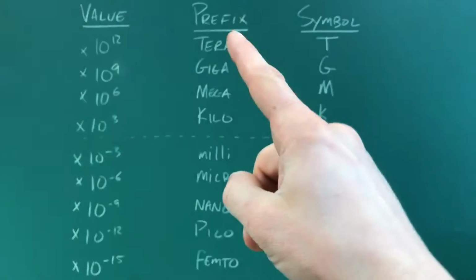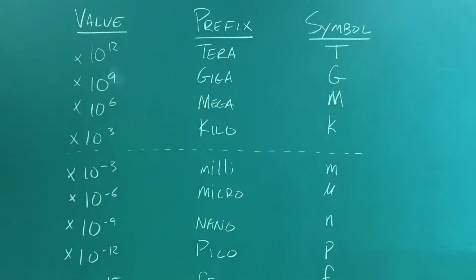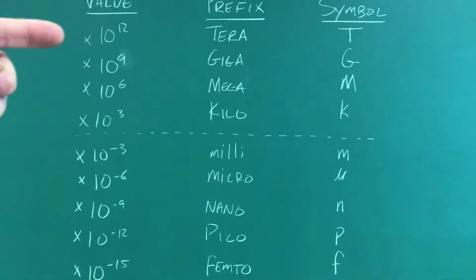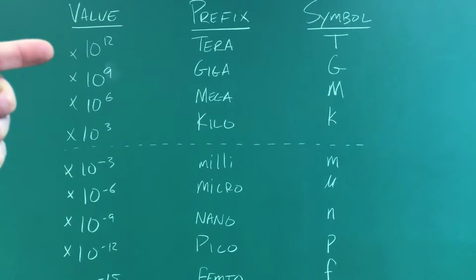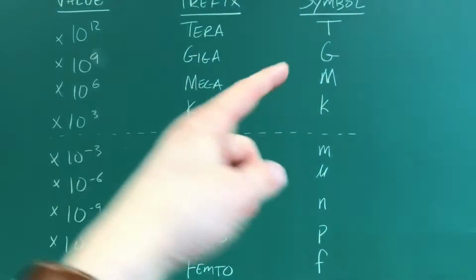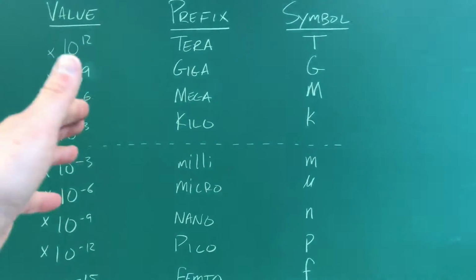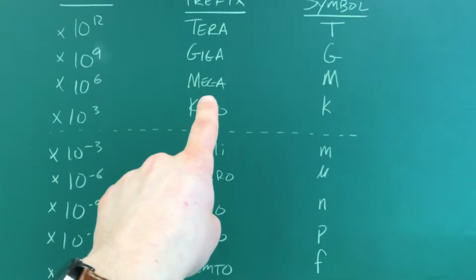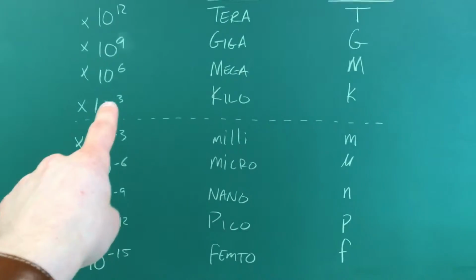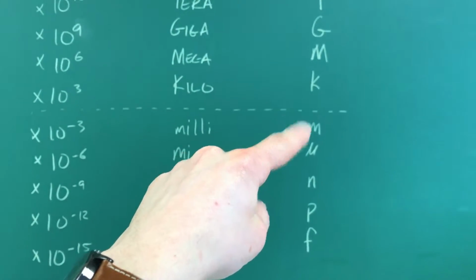Then we have the prefix, that's how we say it. So if this has a 10 to the 12th value, that's, say, 1 terabyte, or tera. In a computer you would use terabyte, like the hard drive storage. So that's a T, G for giga, M for mega, which is 10 to the 6th, and 10 to the 3rd is kilo, which is a little k.